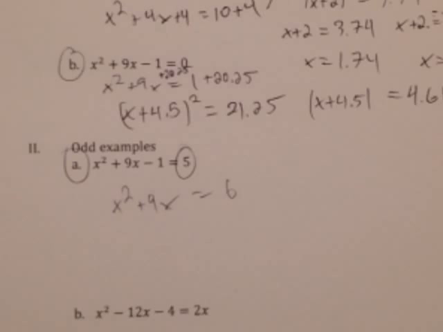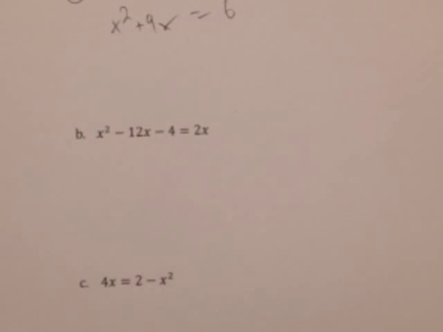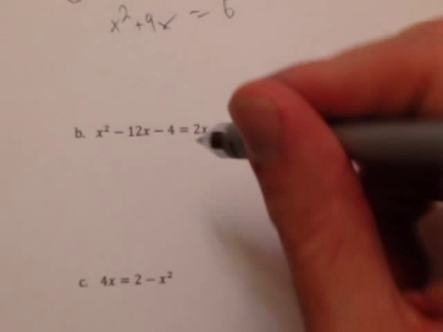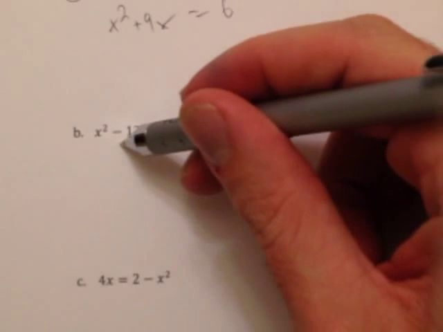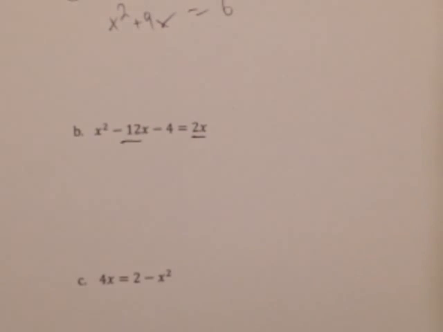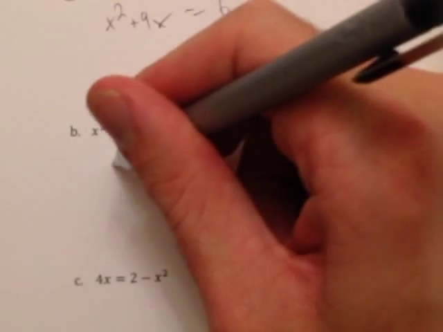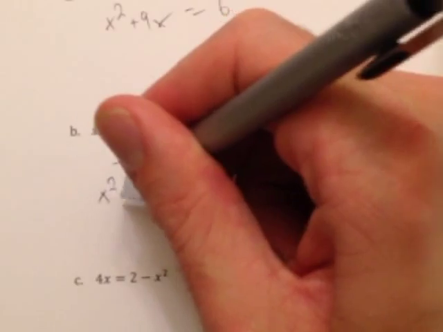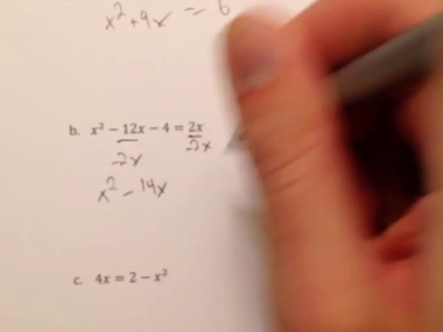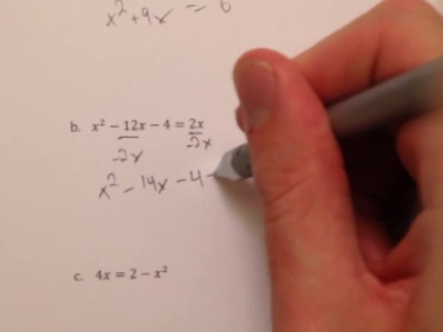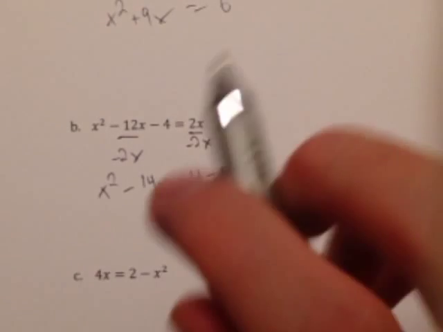Okay. Another one where I probably don't need to point anything out to you. What's the problem we have here? Pause and think about it if you need to, for sure. But what's the problem we got there? I underlined it. Yeah, we got x's on different sides. So really, all you want to do here is subtract 2x first and get x squared minus 14x minus 4 equals 0. Then add your 4.